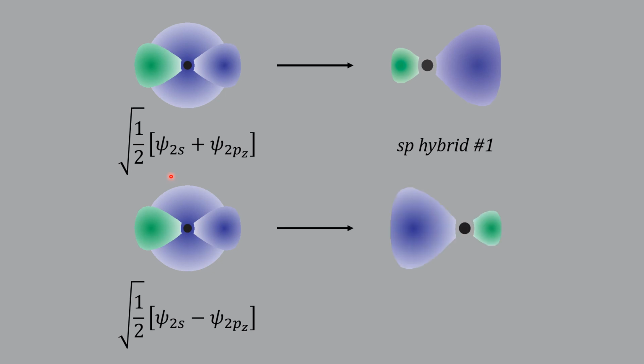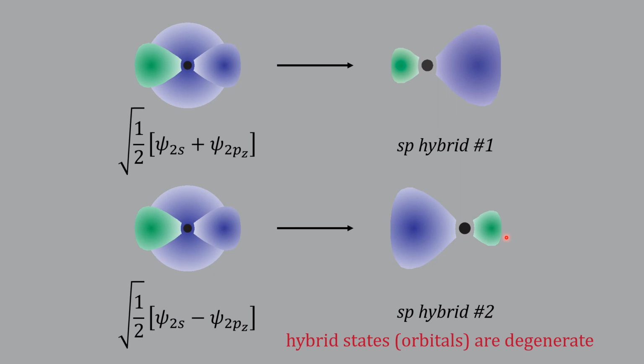And in that case, what we get is actually the opposite picture. So we're adding the opposite. In this case, on this side, we're overlapping blue and blue. And because of that negative sign here, we're overlapping green and blue. So we get increased electron density on the left side, and it's a little bit reduced on the right side. And this we would call sp hybrid state number 2.